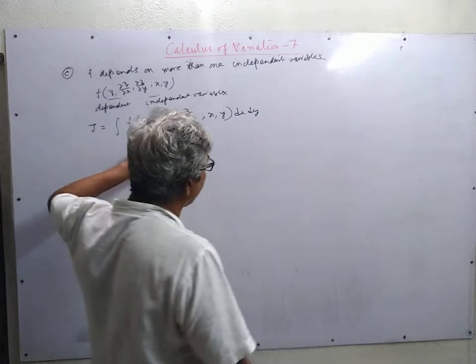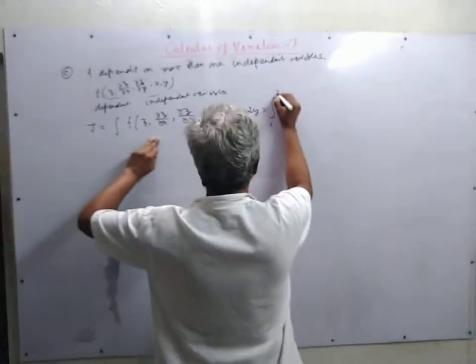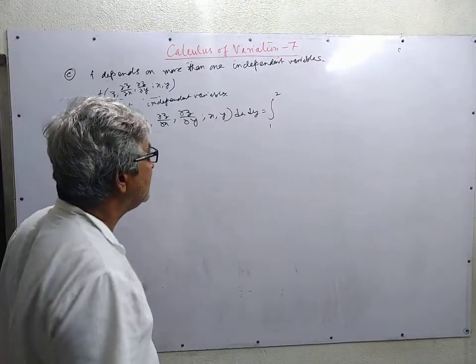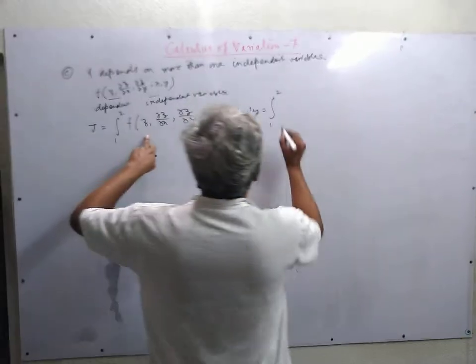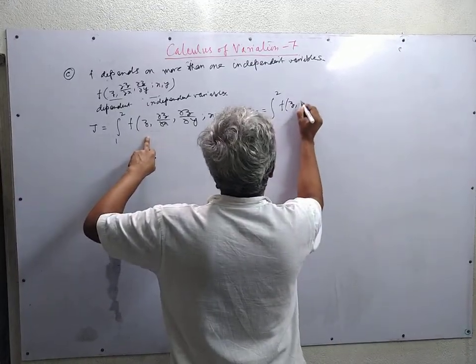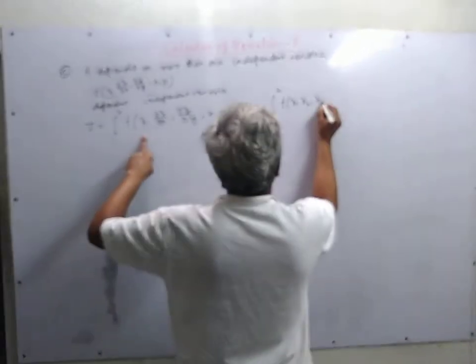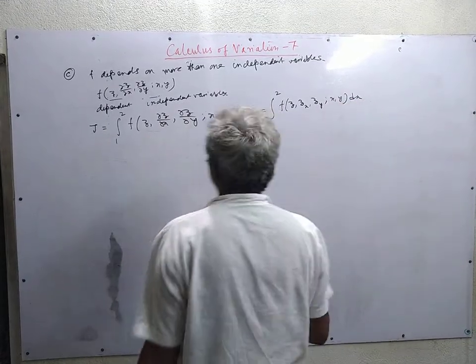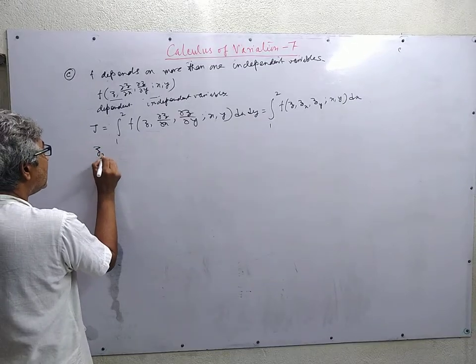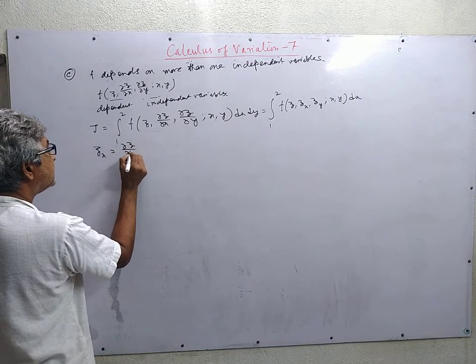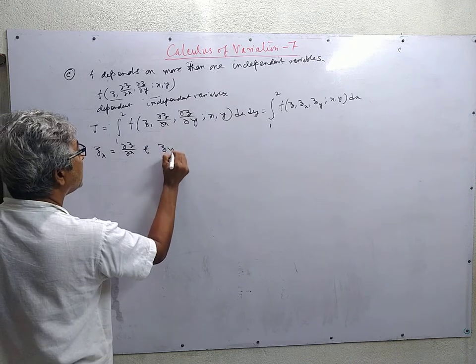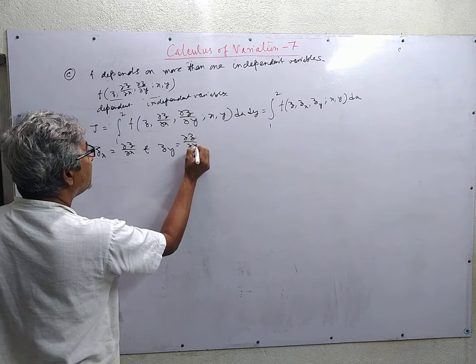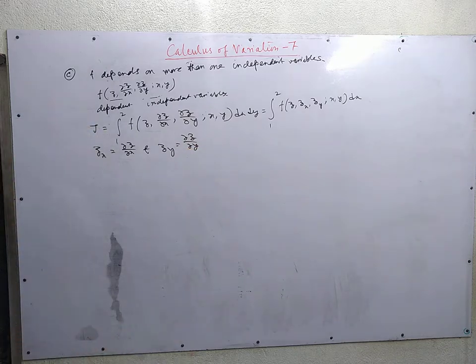We make a shorthand notation. We write the integral from 1 to 2. Note that this is a double integration from x1, y1 to x2, y2. We write it f of z, zx, zy, x and y, dx dy. By zx we mean del z del x, and by zy we mean del z del y. So there are two independent variables x and y.